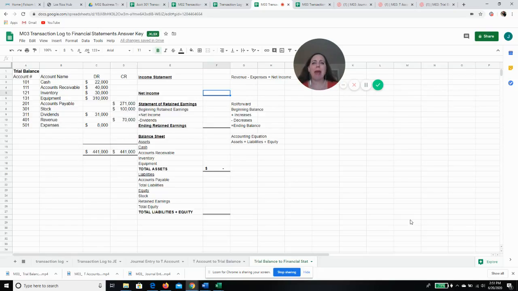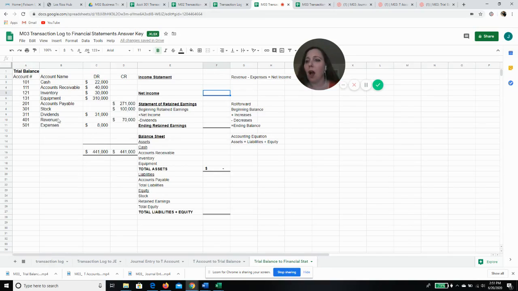Hello and welcome back. All right, so we took our transaction log and we created journal entries. Then we took those journal entries and we put them in T accounts. Then we took the T accounts and put them into a trial balance. And now, my friends, we're going to make some financial statements.